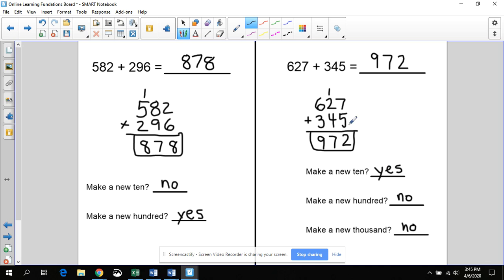And here, 7 plus 5 is 12, so I did make a new 10, but then I didn't get to 10 or above here, so it's a no. And I didn't make a new 1,000, so it's no.